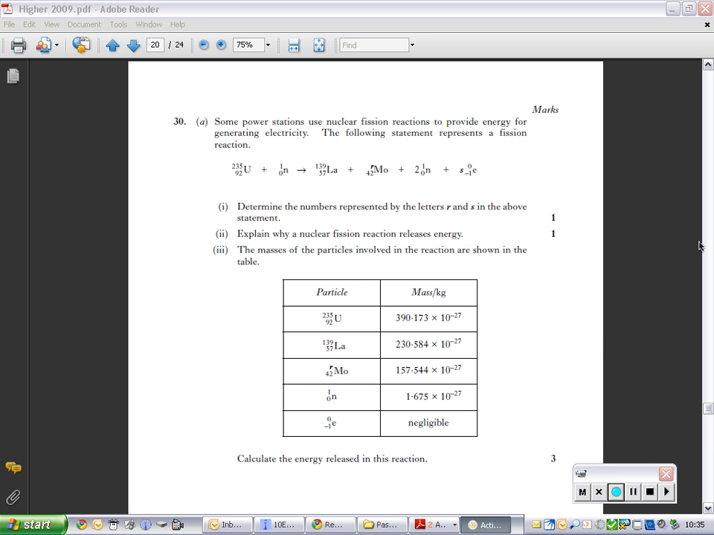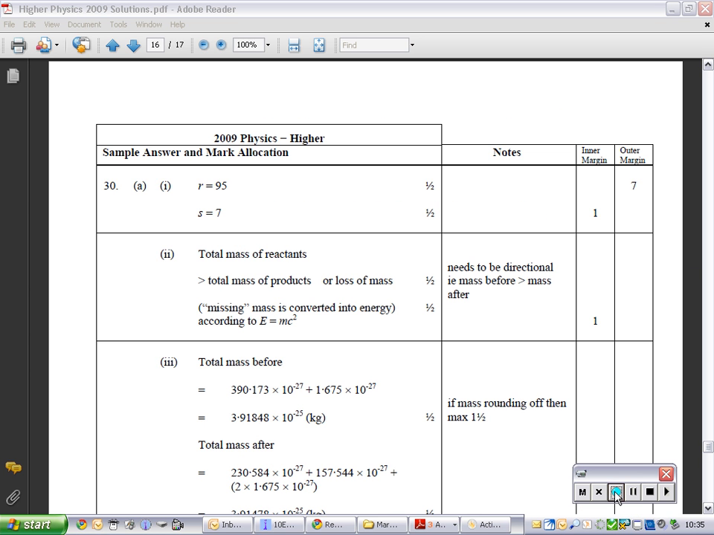So look at the marking scheme. Right, for part 2, there's the answer. The total mass of reactants is greater than the total mass of products, or loss of mass. So I've said loss of mass. You get a large nucleus to small nuclei, so you have a loss of mass. And that loss of mass is converted into energy using E equals mc squared. Or the loss of mass is a loss of binding energy, which is E equals mc squared. That gets you 2 half marks for that, so I was right, thank God.